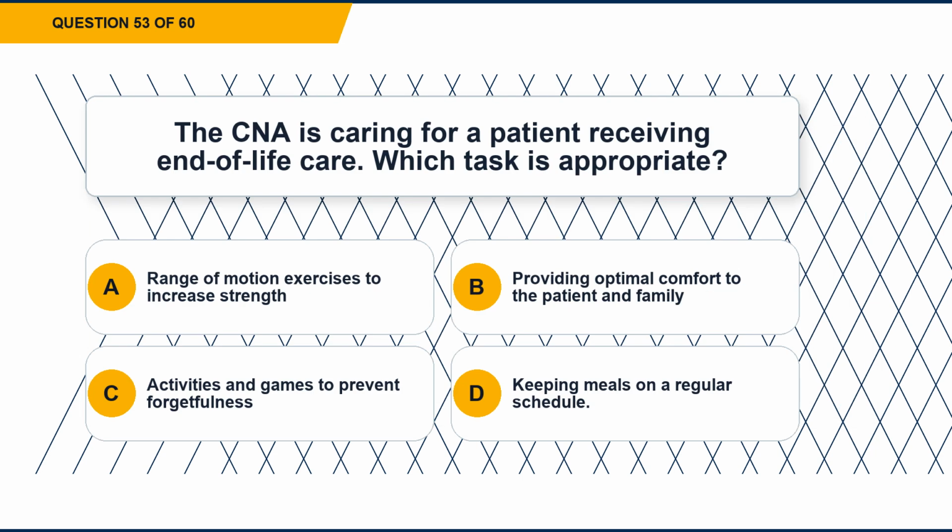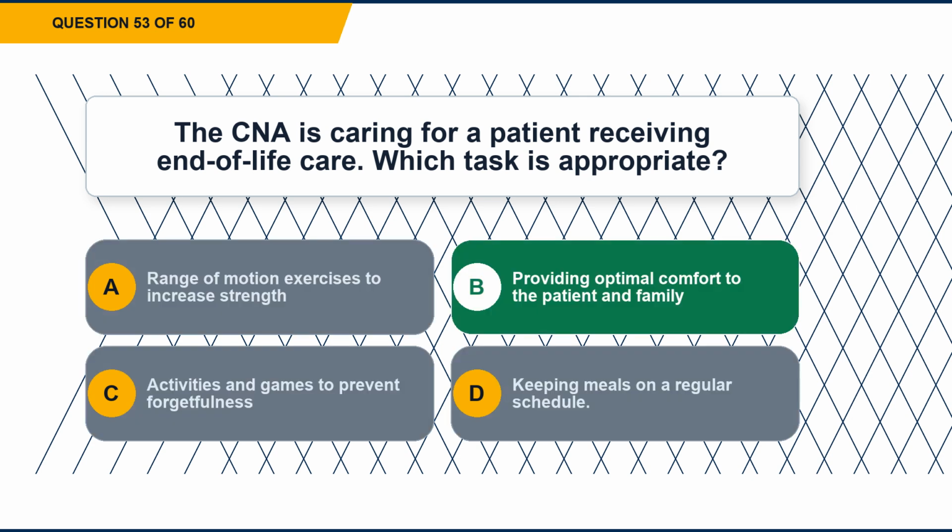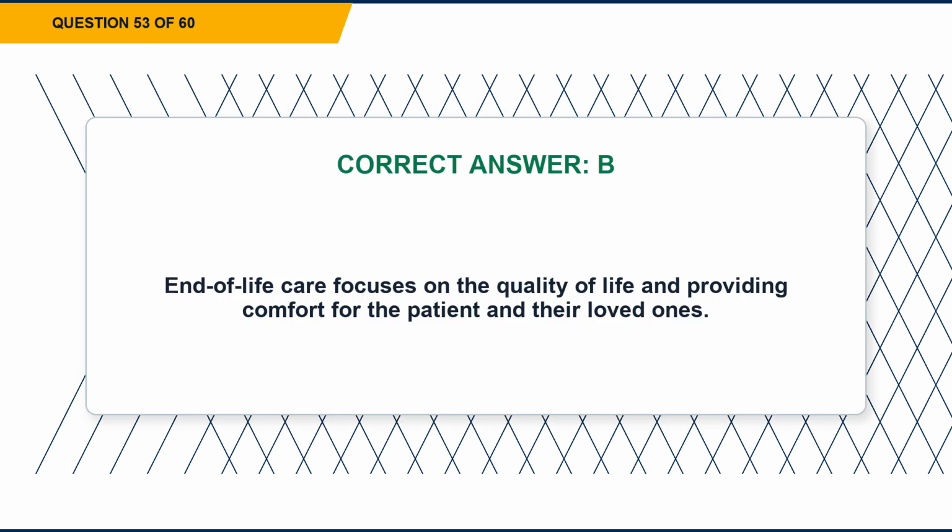Question 53. The CNA is caring for a patient receiving end-of-life care. Which task is appropriate? Option A, range of motion exercises to increase strength. Option B, providing optimal comfort to the patient and family. Option C, activities and games to prevent forgetfulness. Option D, keeping meals on a regular schedule. The correct answer is option B, providing optimal comfort to the patient and family. Explanation: end-of-life care focuses on the quality of life and providing comfort for the patient and their loved ones.